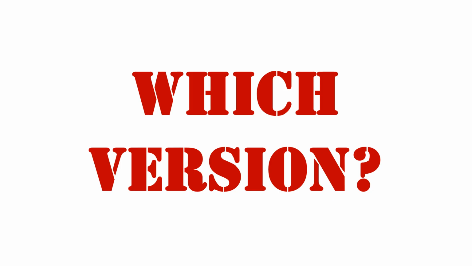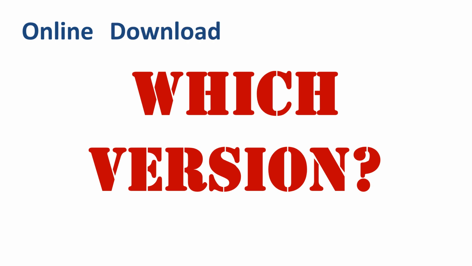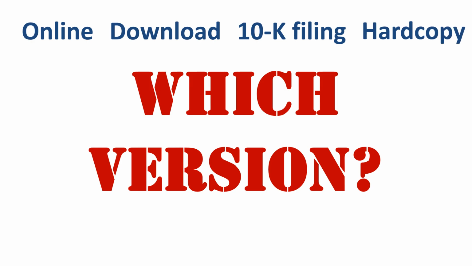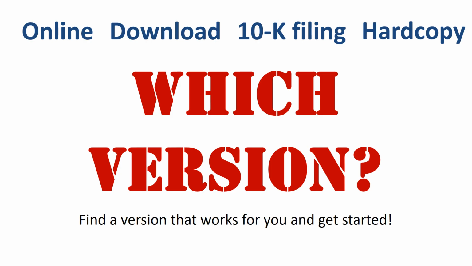Decide which version of the annual report you want to use. The online interactive version that has videos and easy navigation. The full-color download version of the annual report. The official filing to the Securities and Exchange Commission on Form 10-K. Or the hard copy printed version, where you can underline the sections that you find important, add your question marks and exclamation marks, and write down your calculations next to the text. Find the version that works for you and get started.